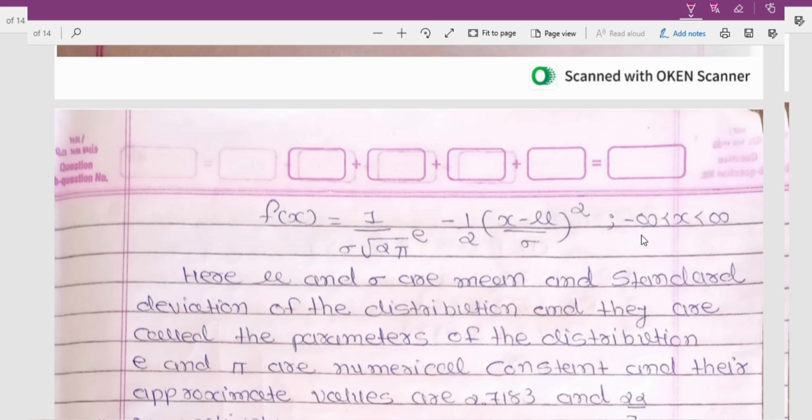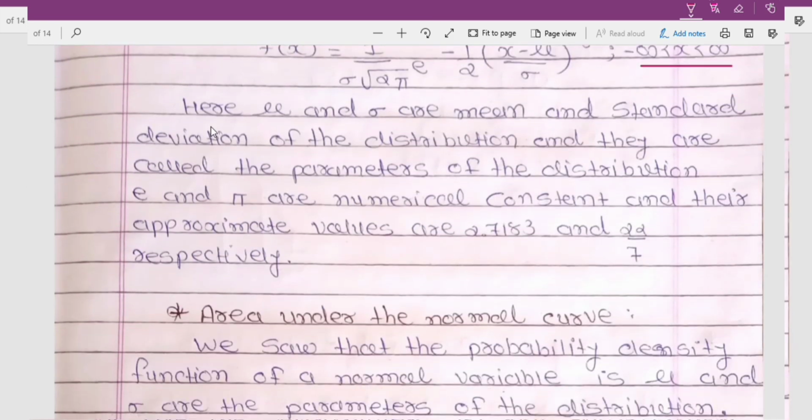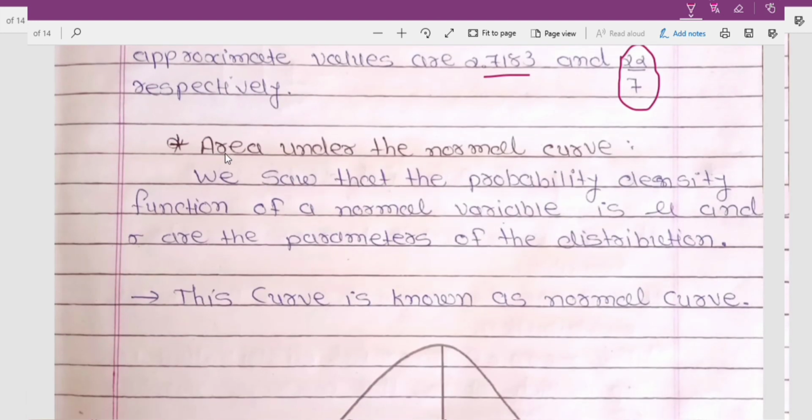If a continuous random variable x obeys the following probability law, it is said to be normally distributed. Then we can see the formula of this normal distribution. Here mu and sigma are the mean and standard deviation of the distribution, and they are called the parameters of the distribution. e and pi are numerical constants and their approximate values are 2.7186 and 22 divided by 7 respectively.